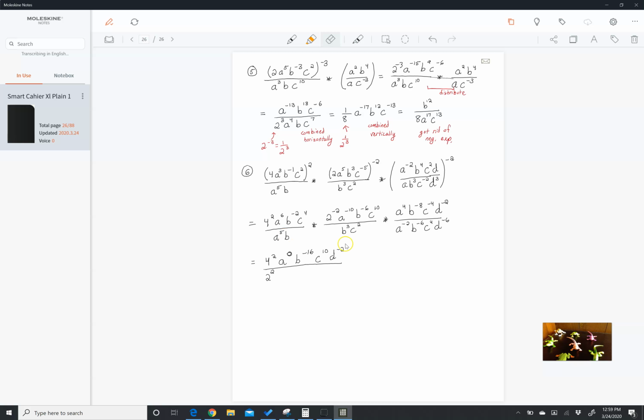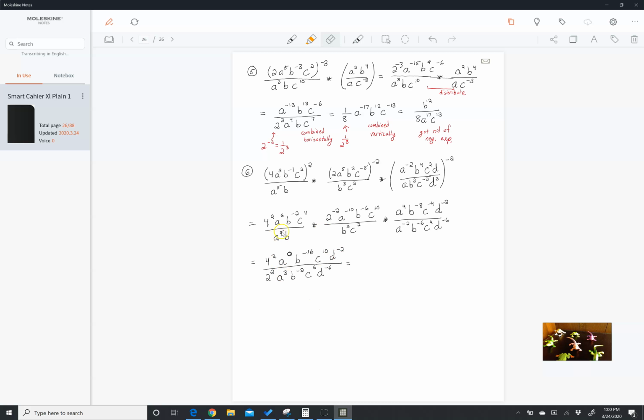We have an a to the 5th and an a to the negative 2. That gives us an a to the 3rd. Then we have a b to the 1st, a b to the 3rd, and a b to the negative 6. So 1 and 3 is 4, minus 6 is negative 2. Then we have a c squared and a c to the 4th. C squared and c to the 4th is c to the 6th. And then we have a d to the negative 6.